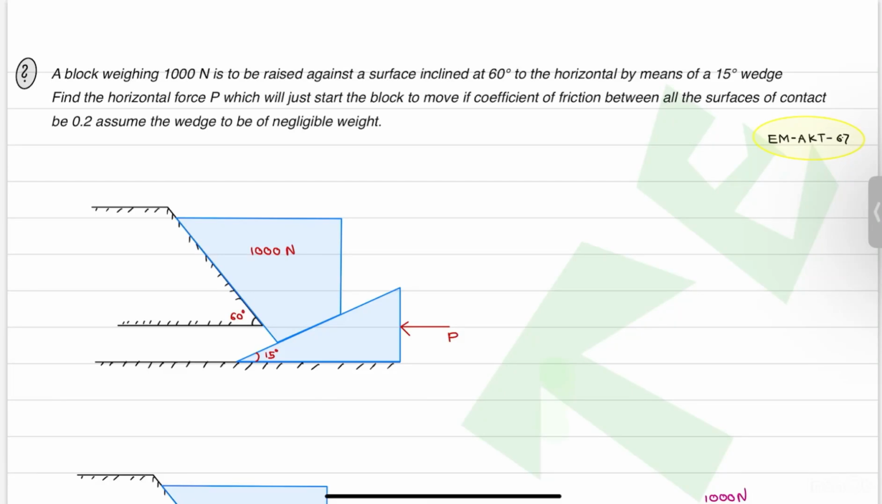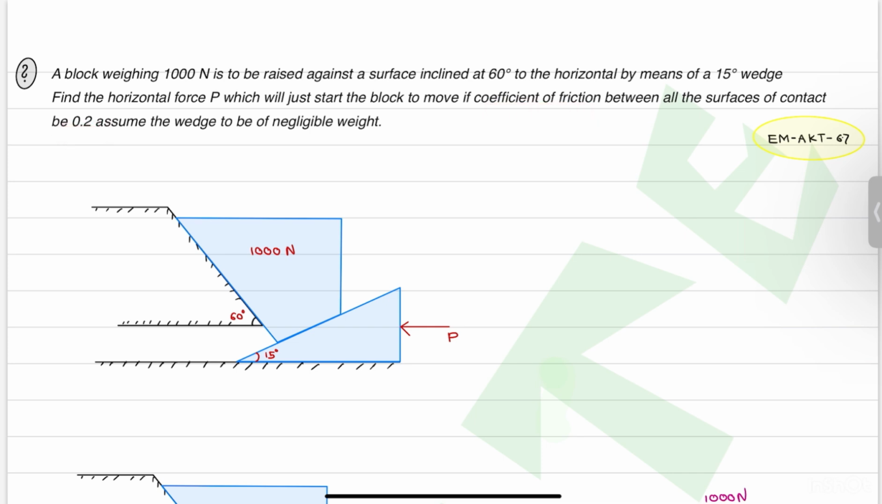Today we are going to discuss a problem in Engineering Mechanics 6.7, A K Tayal book. In this problem it is given that a block of 1000 kilonewton is to be raised against a surface inclined at 60 degrees. You can see in the figure, a 15-degree wedge is placed here and a force P is acting on it, and the coefficient of friction is given as 0.2.